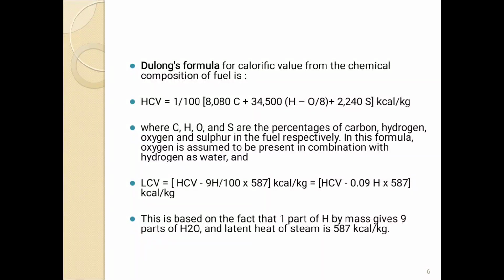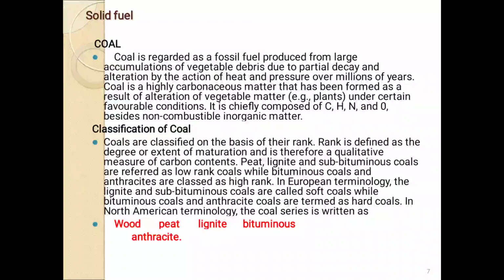So LCV is given by HCV minus 9 by H divided by 100 into 587 kilocalorie per kg. So this is based on the fact that 1 part of hydrogen by mass gives 9 parts of H2O and latent heat of steam is 587 kilocalorie per kg.